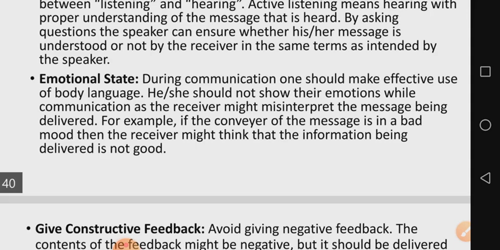So when you are listening to somebody, or when there is a communication between two people, just be there, leaving your emotional state aside. Because if you bring your emotions or your moods in between the communication, that might disturb the process of communication. So we can keep our emotions aside, and then we can speak and listen carefully, so that our message is conveyed properly.